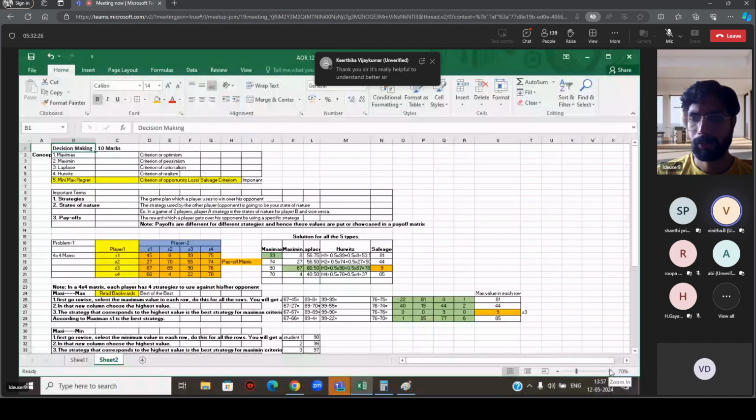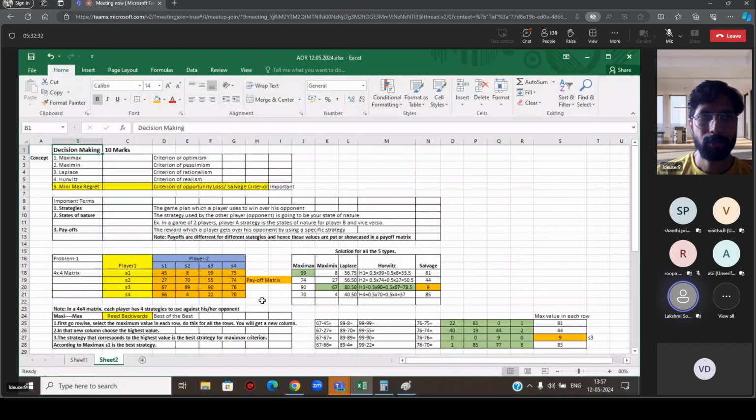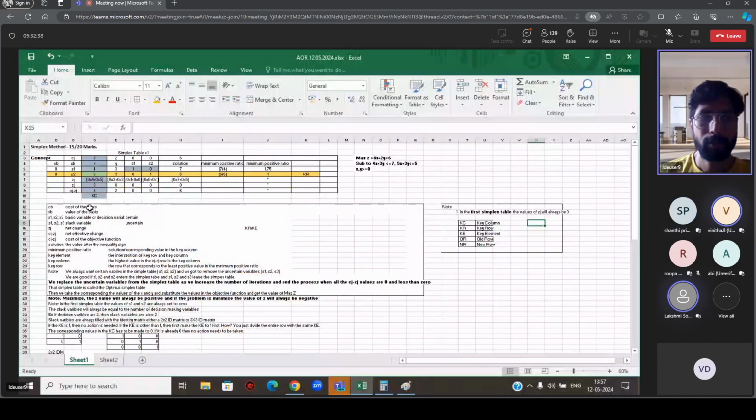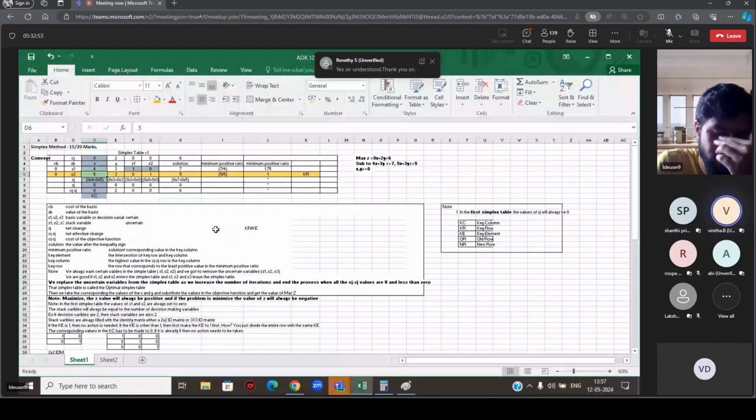Sir, a small doubt in the simplex method. If the key element value is 0, how do we proceed, sir? You can't proceed. You have made a mistake.